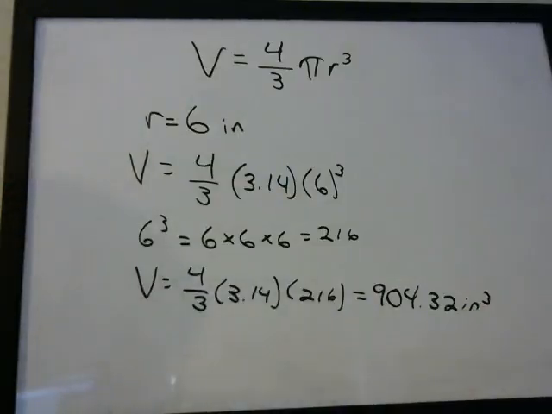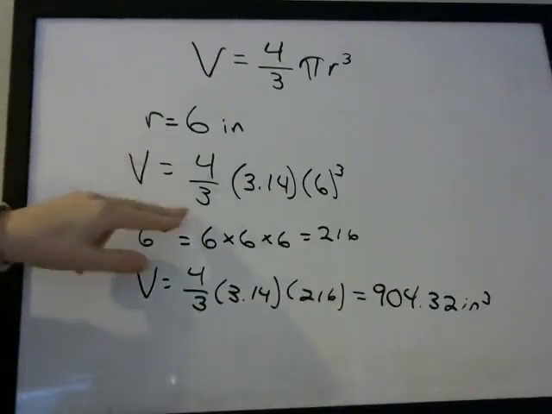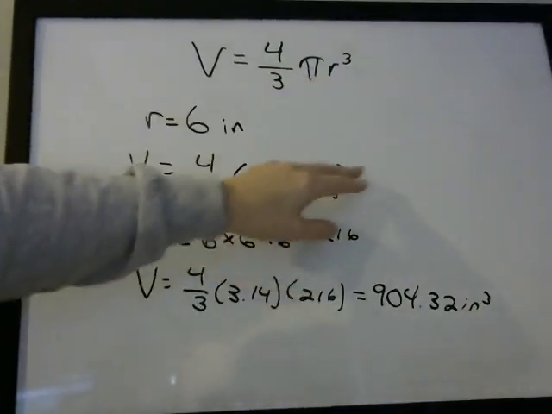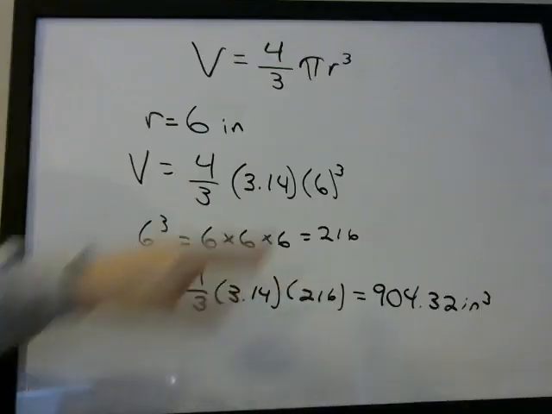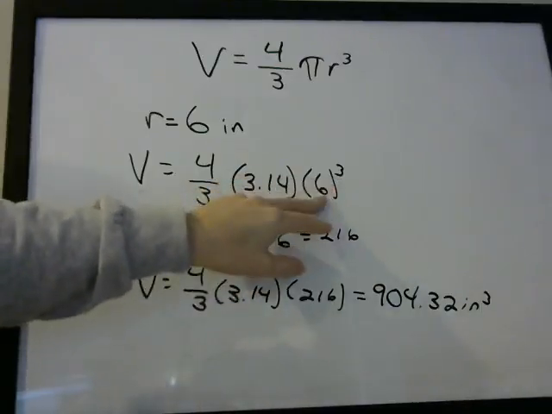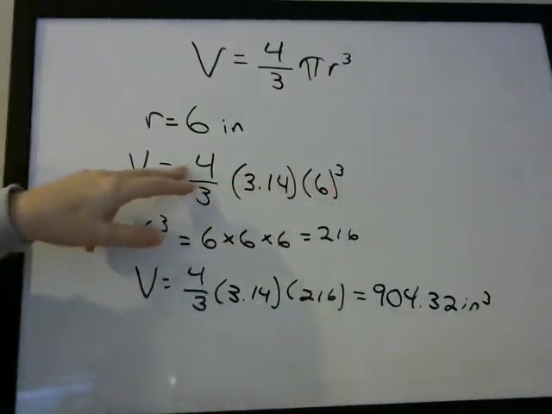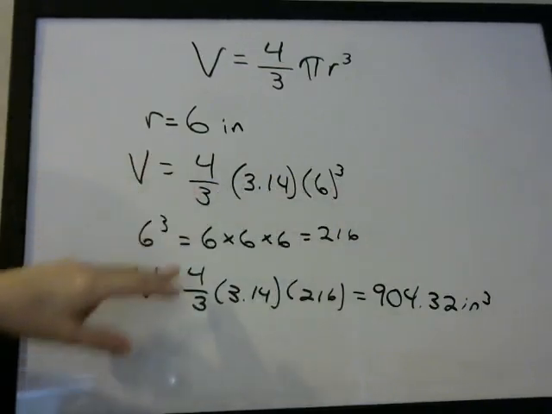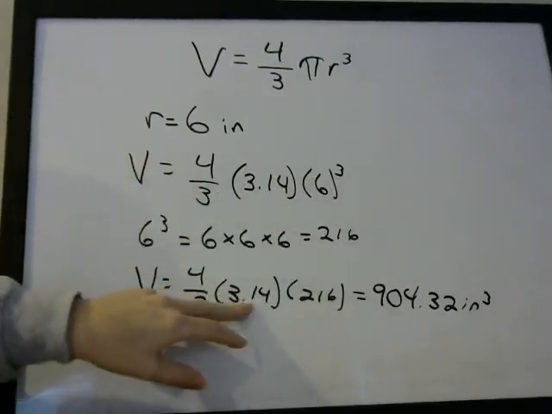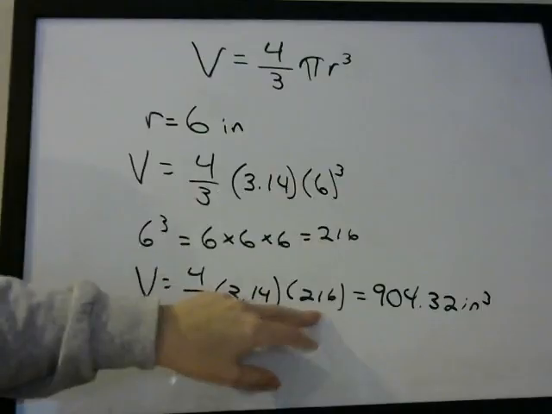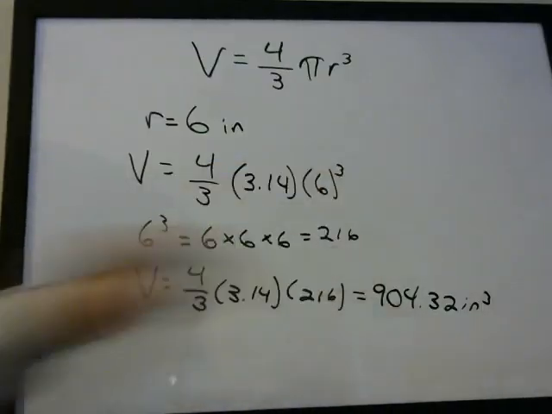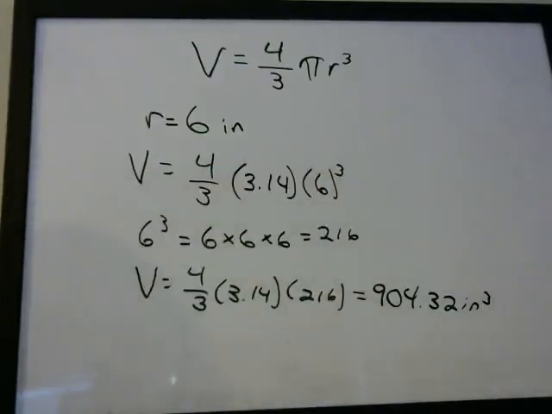So that's pretty straightforward. They've given us the radius. You just plug it in for that. Make sure you do the exponent, and that means that number times itself 3 times. And remember, 4/3 is just 4 divided by 3. So 4 divided by 3 times pi, which is 3.14, times your radius cubed, and that gives you the answer.